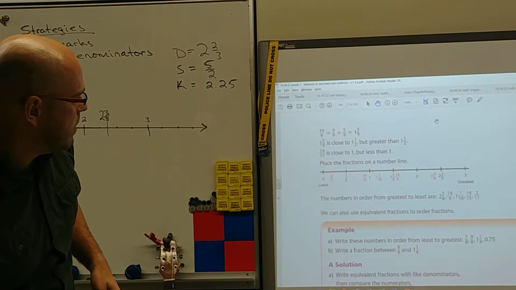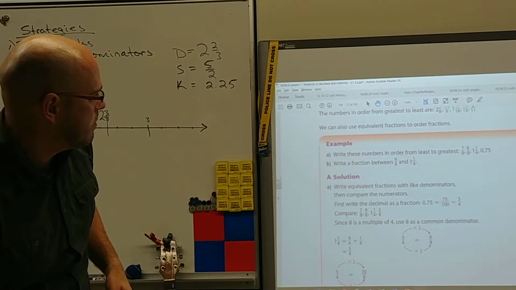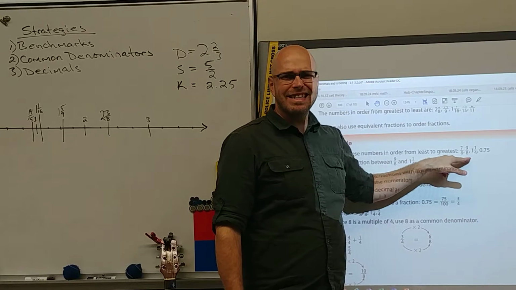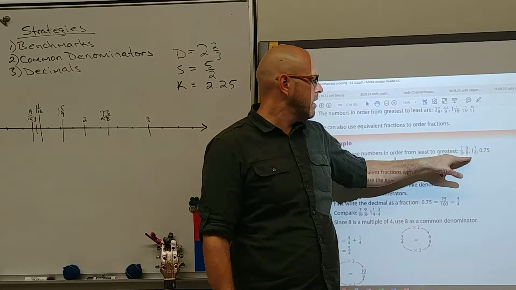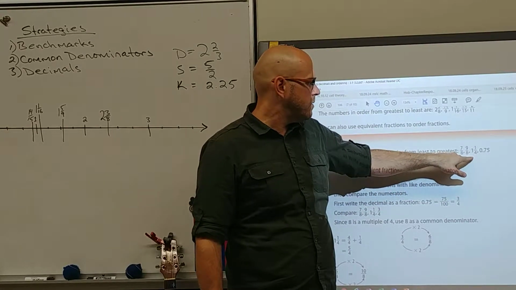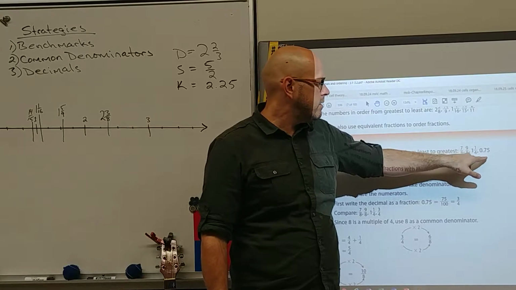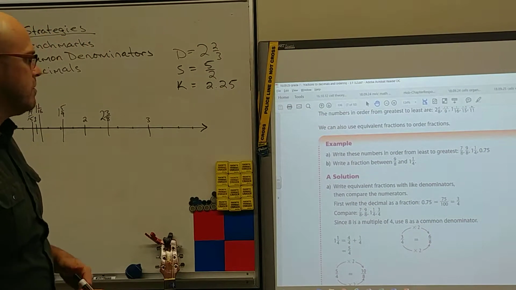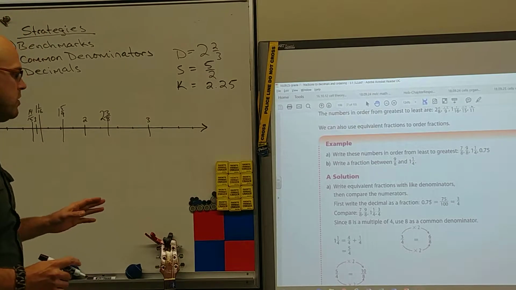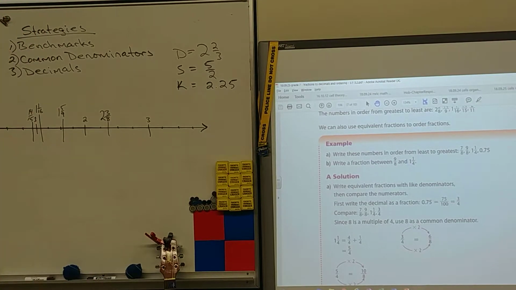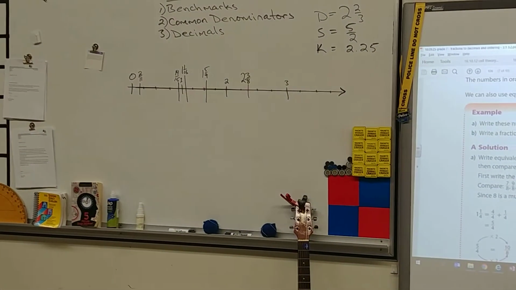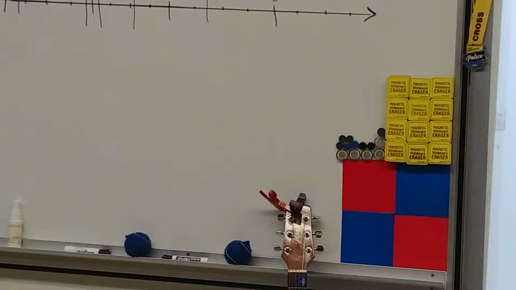Then it gives us another one. It says, write these numbers from least to greatest. But when you first look, it's kind of hard to figure out. It says 7 over 8, 9 over 8, 1 and 1/4, and 0.75. Well, let me show you a way that we can do this. We're going to zoom in on the lower part of my board. There we go.